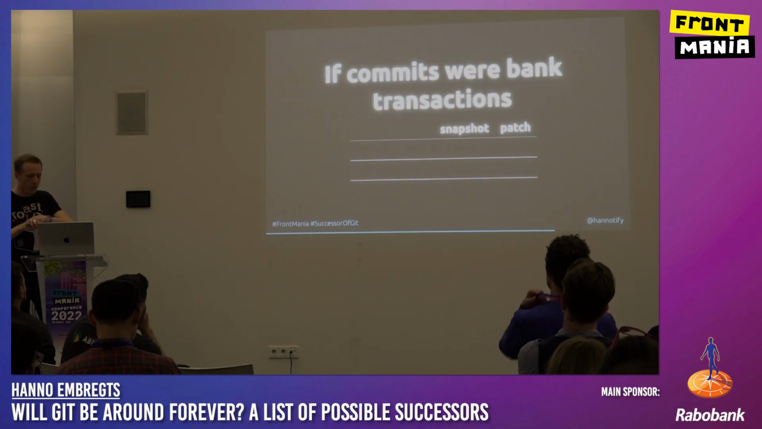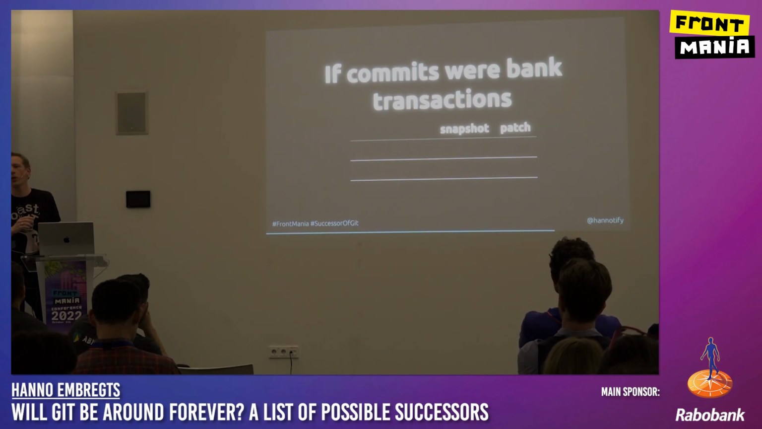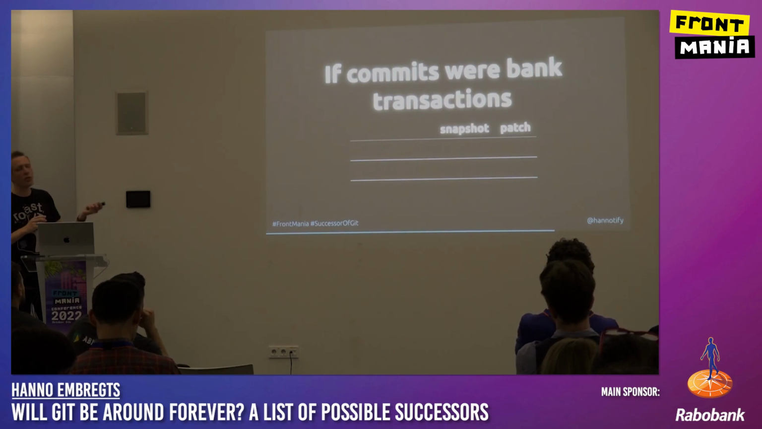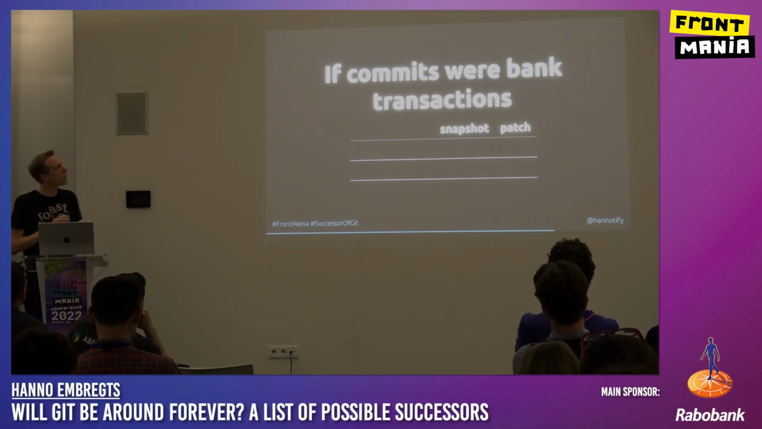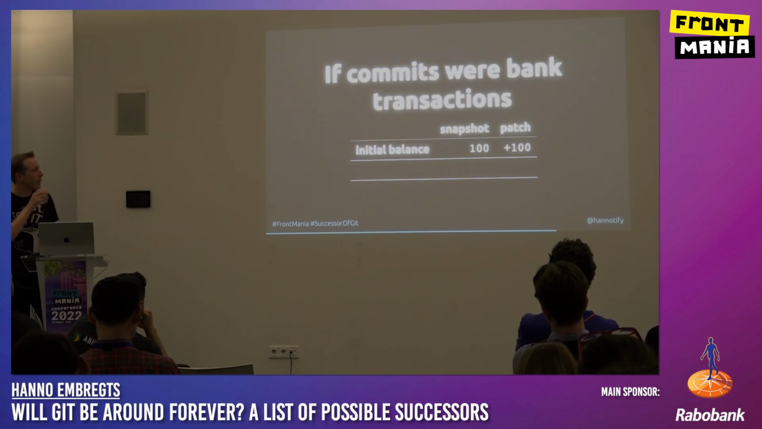Maybe an analogy works here. What if commits were not commits but bank transactions? This is what would happen. The left is snapshot-based, so Git. The right is patch-based, so Darcs or Pijul. If this is my initial balance, Git will store, this is your balance, 100. And Pijul will store, I've added 100 to your balance, resulting probably in a balance of 100.